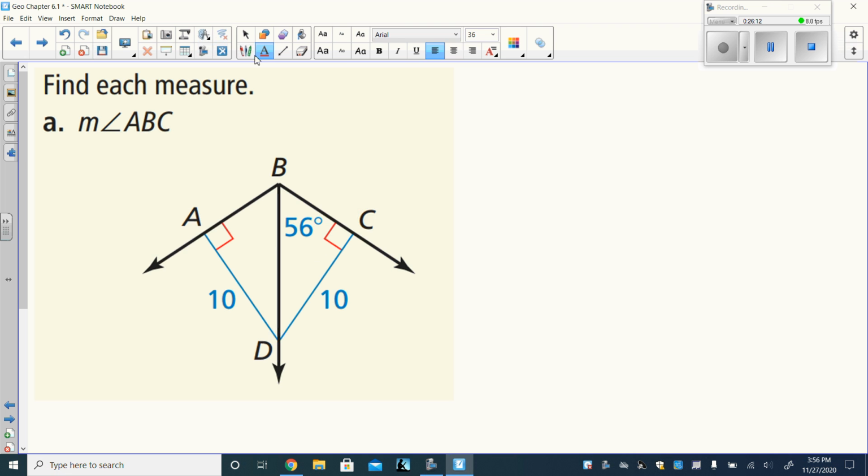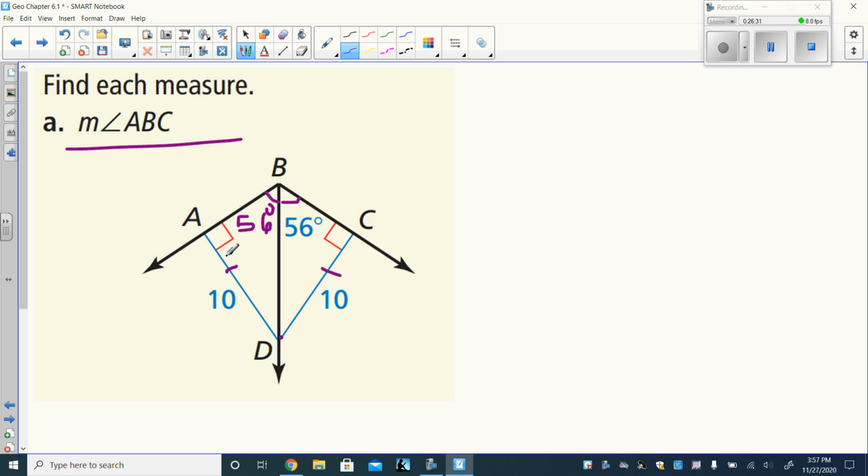Now this one here would be similar because again we have a point inside the angle that is equidistant from the two sides. These two are equal, so it means it's an angle bisector. So these two angles here are cut in half. So the measure of ABD would be 56 because it cut it in half. Well, that's not what it asked for. It asked for the measure of ABC, the whole angle.